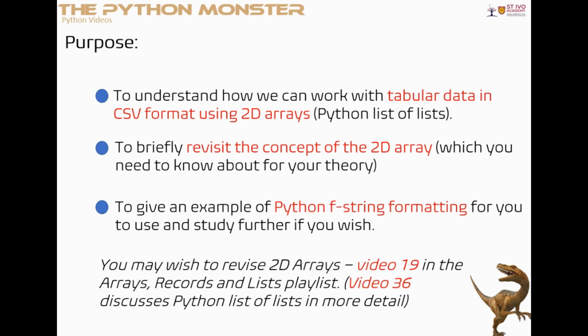To briefly revisit the concept of the two-dimensional array, which of course you need to know about for your theory, and to give you an example of Python f-string formatting for you to use in your code and to study further if you wish. You may want to revise two-dimensional arrays, which you will find in video 19 in the Arrays, Records and Lists playlist, and video 36, which discusses Python list of lists in more detail as well.